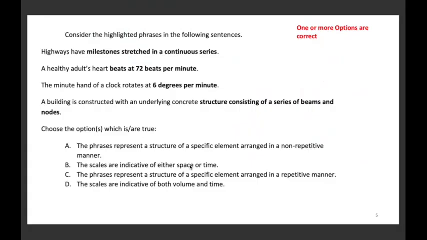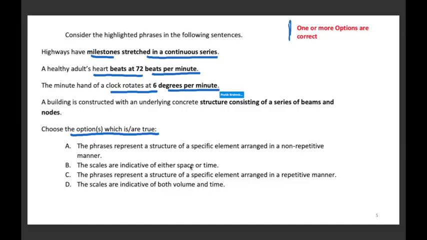After reading these phrases, you have to choose the option which is or are true. Okay, let's read the phrases first, then we'll solve it. Here, one or more option is correct. Highways have milestones stretched in continuous series. An adult heart beats at 72 beats per minute. A minute hand of a clock rotates at 6 degrees per minute. And a building is constructed with underlying concrete structure consisting of series of beams and nodes. So one thing that you can definitely make sure is all of them are talking about some kind of a repetitive structure, repetitive module that keeps on repeating over a longer period of time.